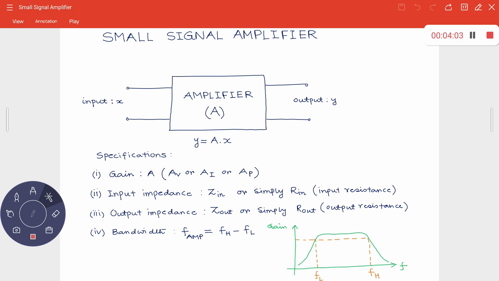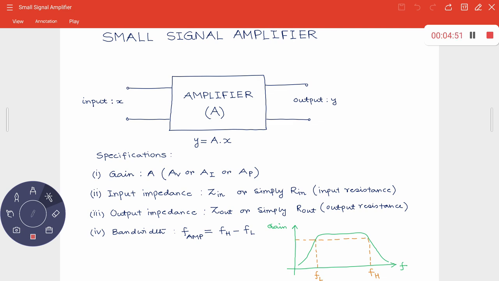Apart from this gain, another important parameter is the impedance. Impedance or resistance. Whenever I call it impedance, that means we are taking into account the resistance as well as the capacitance, right? And whenever I consider resistance only, that means simple Rin. So in this particular unit, we will consider only the resistance part. Subsequently, when we consider the corresponding capacitances which are present, we have to consider the input impedance as well, right? So impedance involves the capacitance, and whenever I call it resistance, there is no capacitance involved. In this particular unit, we will not take into account any such capacitance, right?